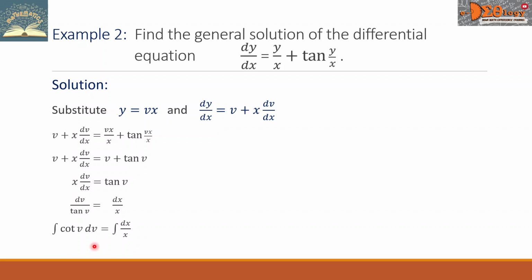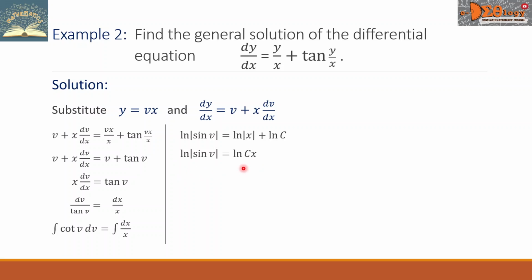So we apply integration to both sides. The left side is now the natural log of the absolute value of sine v equals the integral of dx over x, which is the natural log of the absolute value of x plus, for the constant c, we can apply the natural log also. The right side can be simplified into the natural log of the product c times x.